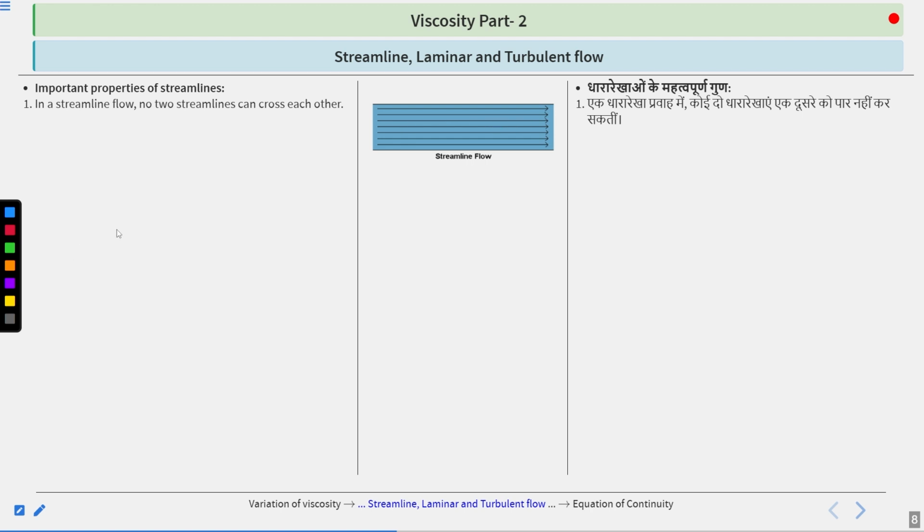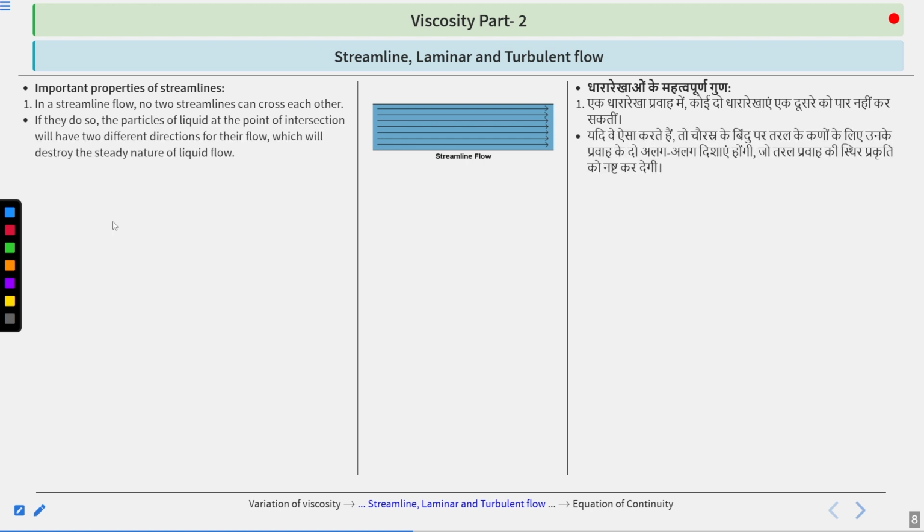What is the flow of these streamlines? Are they crossing each other? No. They are parallel to each other. They are not intersecting or crossing each other's path. That is what we call a streamline flow. So the first property is that streamlines will not cross each other's path. They will follow an independent or parallel path to each other.